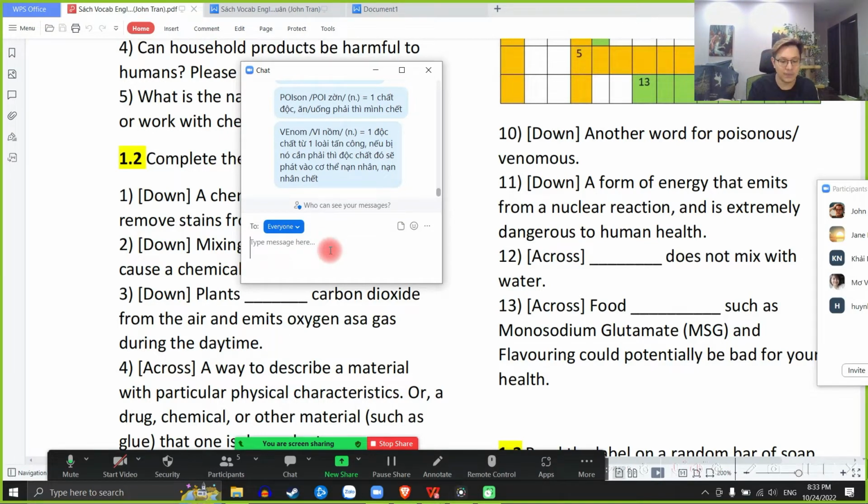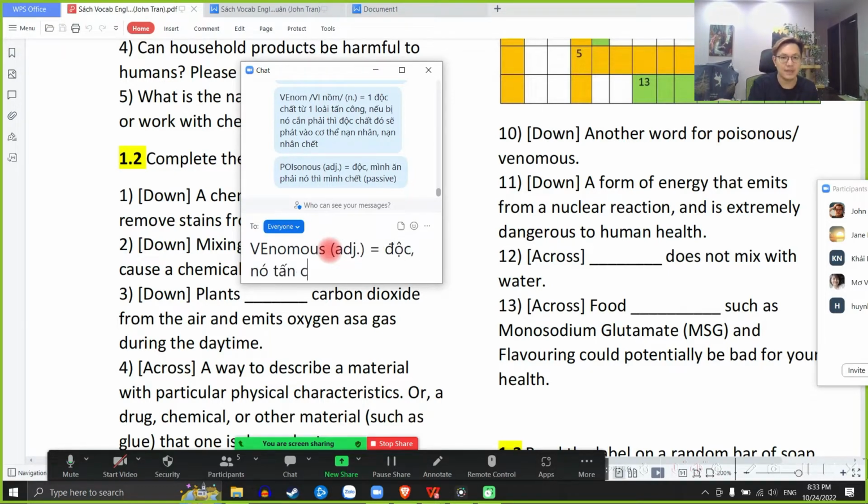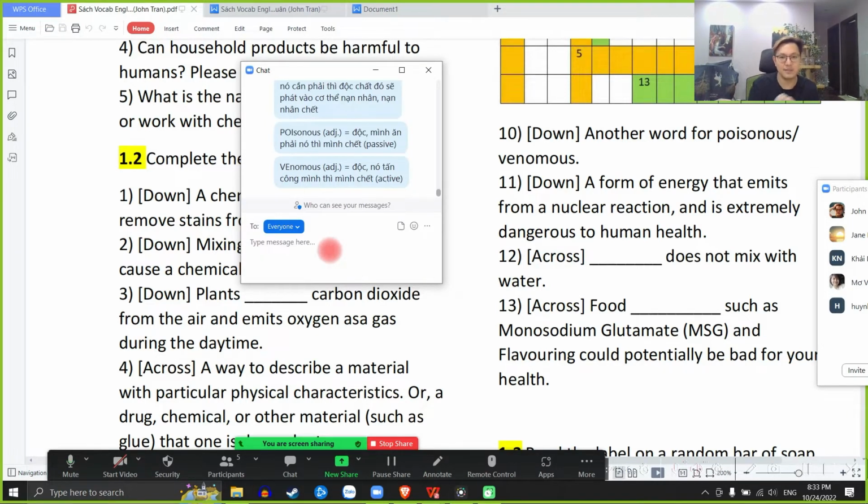So basically, we have the word poisonous. It means độc. Nó độc. Mình ăn phải nó thì mình chết. So basically nó mang nghĩa passive, mang nghĩa bị động. It has a passive meaning, poisonous. But venomous, it means độc. Nó tấn công mình thì mình chết. So it's an active meaning. Một cái chủ động, cái bị động.